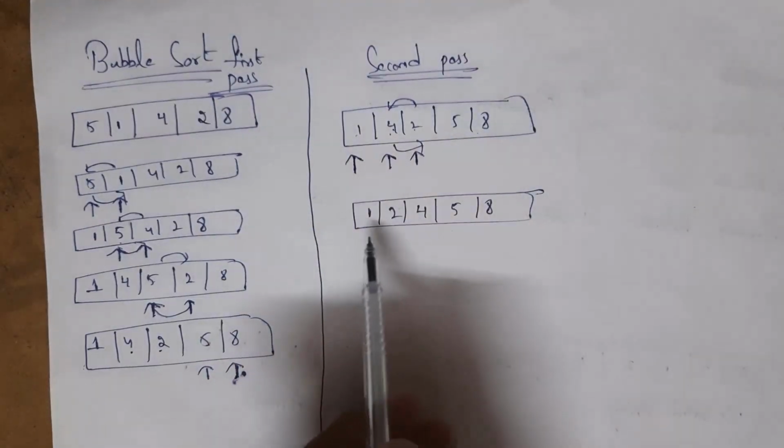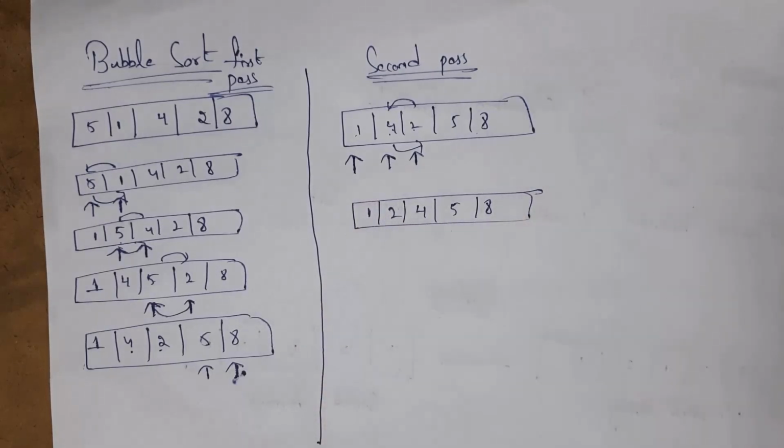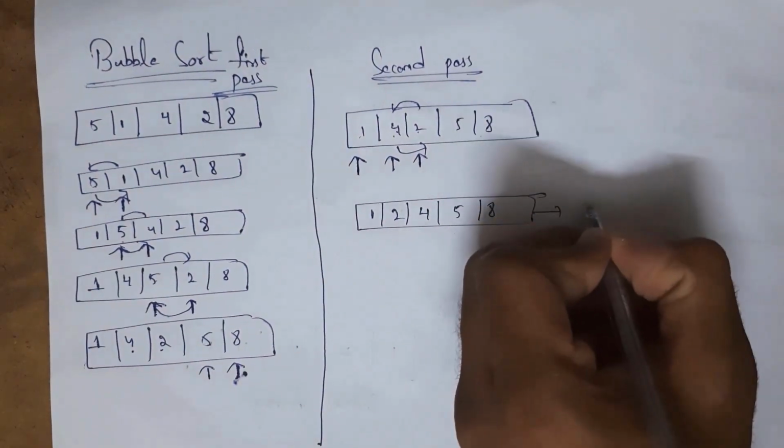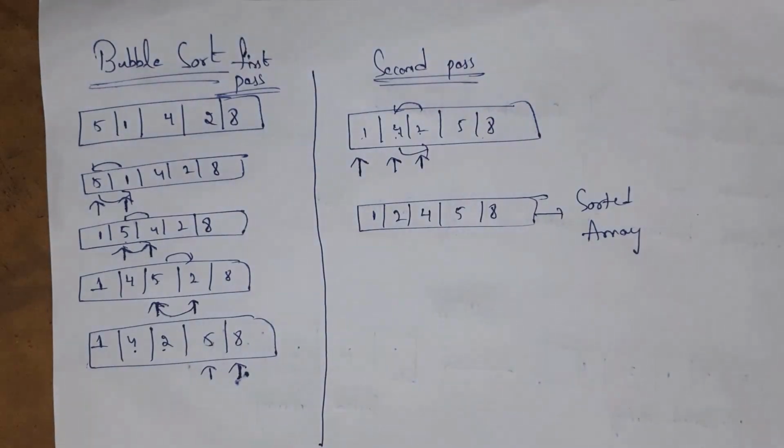Now all these elements are in ascending order, that is from small to big. So we can stop sorting. Now this is considered as sorted array because all these elements are in proper order. Sorted array. This is how we perform sorting by using bubble sort.